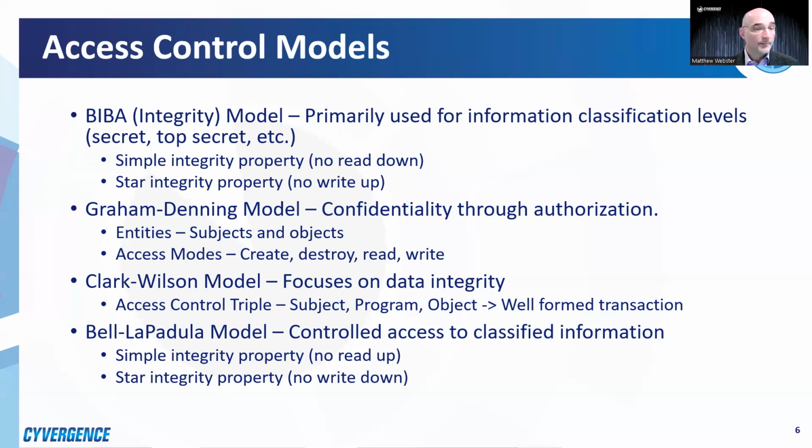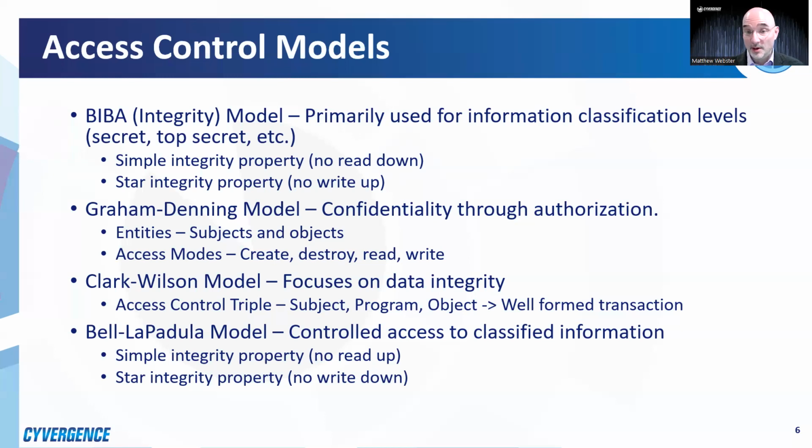Let's go ahead and jump into the Graham-Denning model. It's about confidentiality through authorization. And this is pretty simple. You have subjects and you have objects. You have certain users who are able to gain access to certain things. And the access modes are pretty simple. This is create, destroy, read, and write, generally speaking.